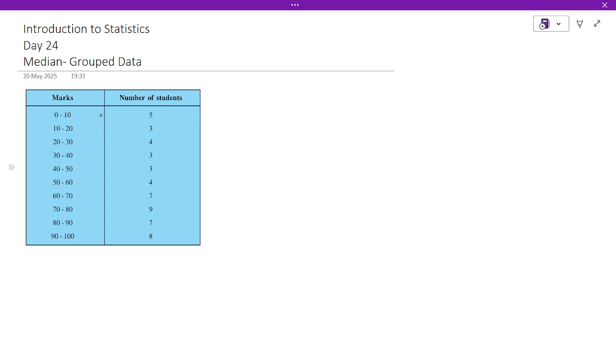If you remember, in session number 23 we discussed the two types of cumulative frequencies: one is less than type, the other one is more than type. I said we are going to use these cumulative frequencies to find the median. So to find the median, you can use either the less than type cumulative frequency or the more than type cumulative frequency. There is no restriction on that part.